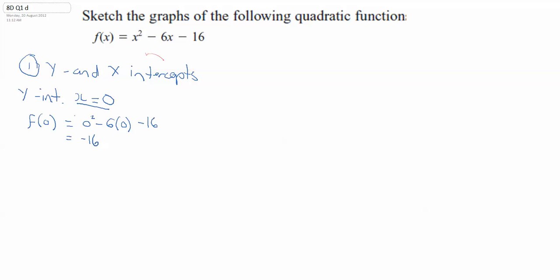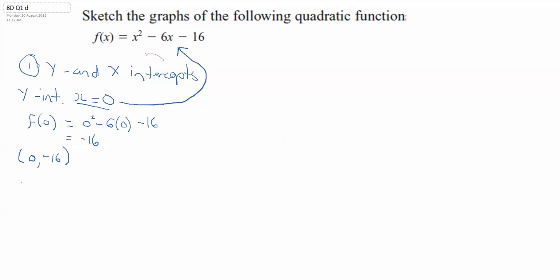Okay, so all we're doing is substituting x equals 0 into our equation. This now gives us a point of (0, minus 16) for our y-intercept.